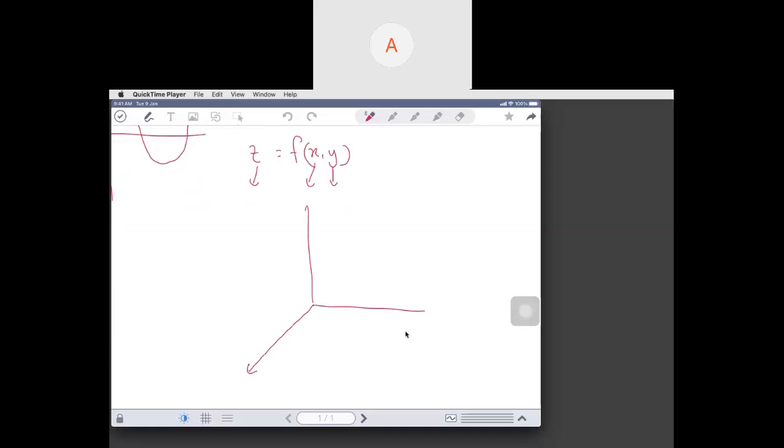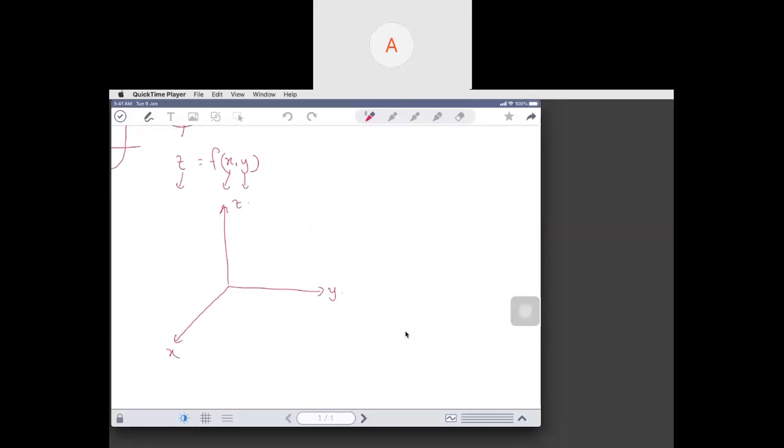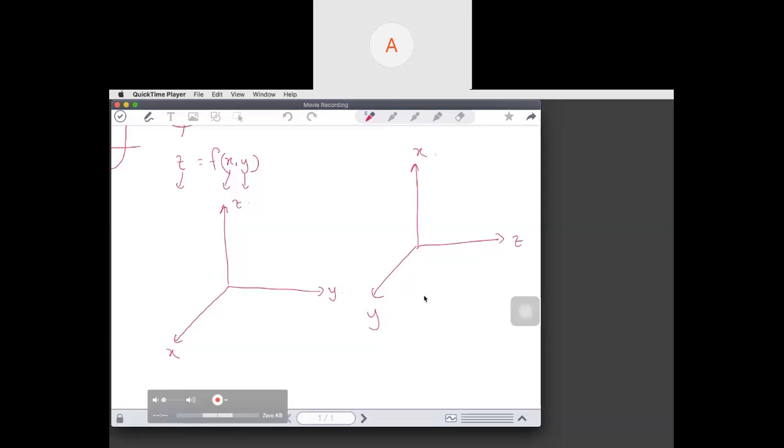So normally the orientation is in this form. X, and normally I'm just using the regular form. Actually, you can change the orientation. So x, y, and this one, z. Or if you want to change the orientation, you can also have y, you can also have z here, and you can also have the x here.